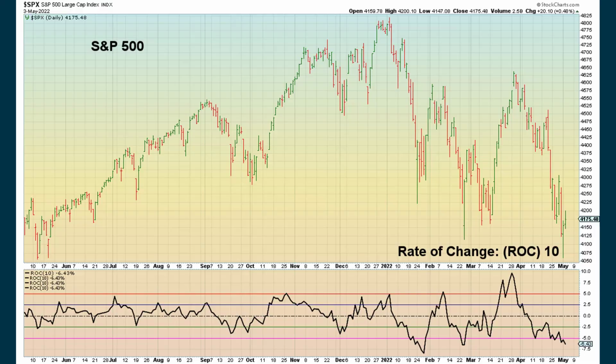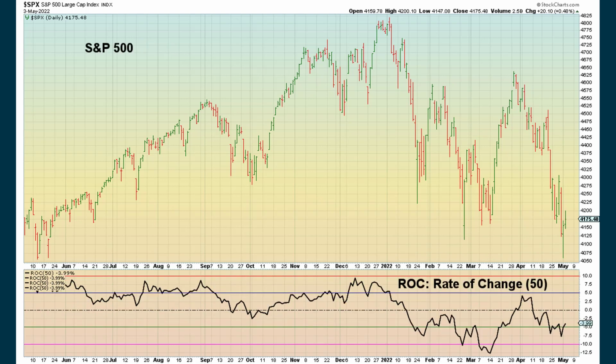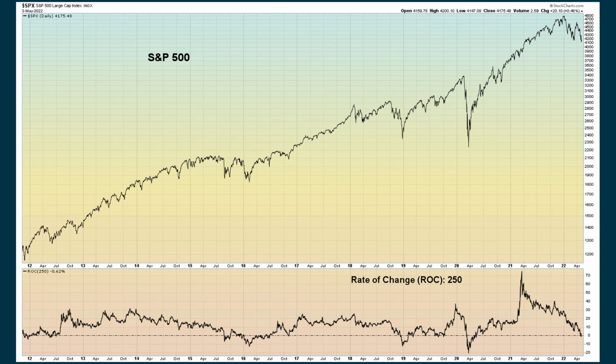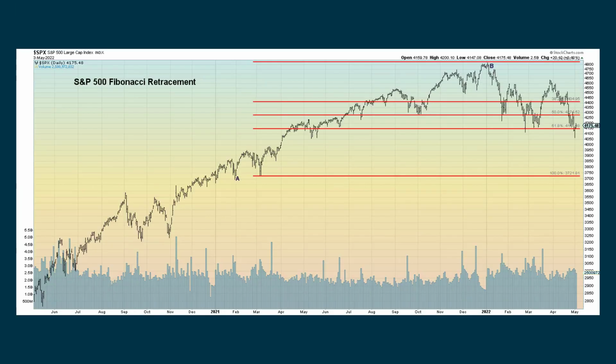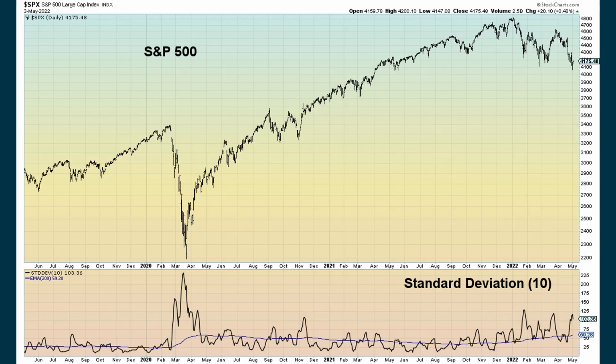Here's the rate of change, extreme negative for 10 periods, 20 periods extreme, 50 periods bouncing slightly. The 250, it's just slightly negative. It's really hard to see, and this goes way back a long time, but it's just slightly negative. The Fibonacci retracement, we're back to about the 61.8% retracement level. We're just a little bit above that right now. The standard deviation, it actually fell a little bit, but is still kind of high.